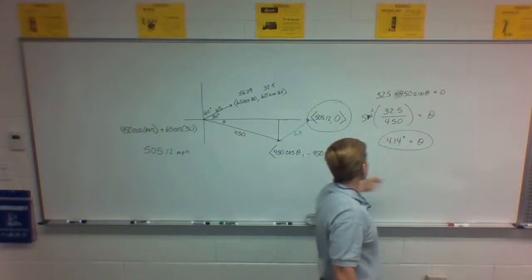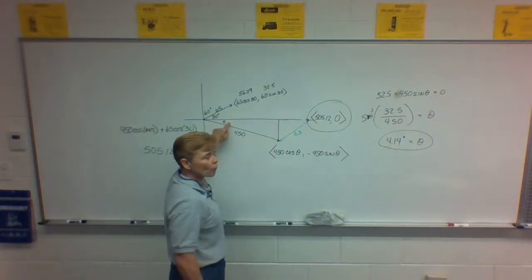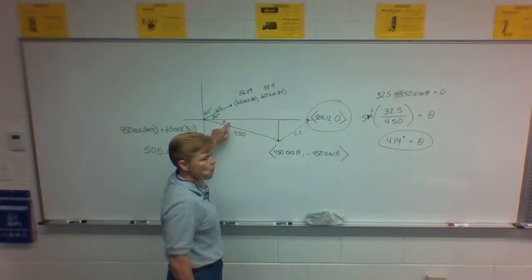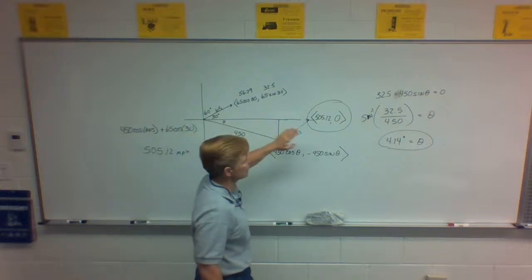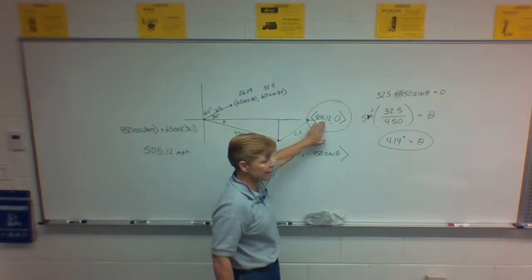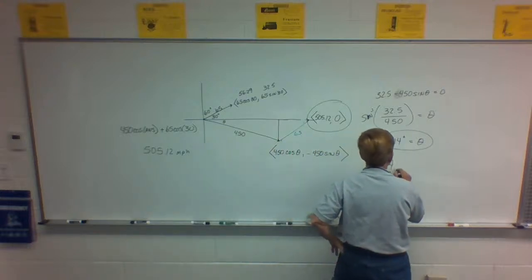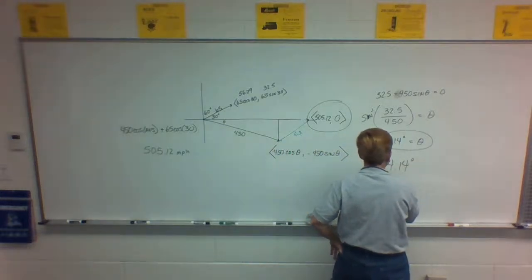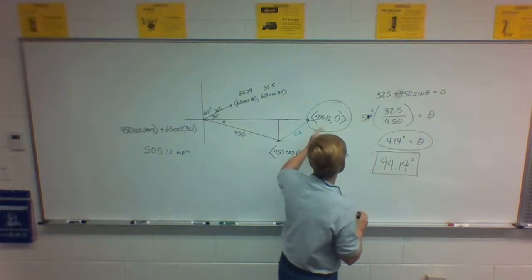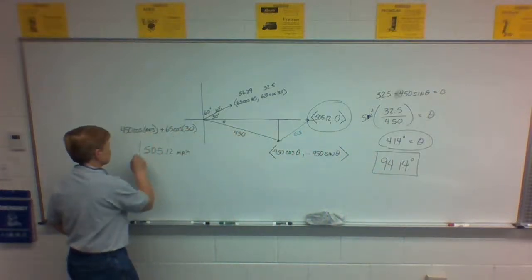Okay, the theta in our picture is 4.14 degrees, but that is not the bearing. That's what they want, is the bearing and her ground speed. Ground speed is 505.12 miles an hour. Y'all understand that? But the bearing is not this. You're right. It's 94.14 degrees. That's the bearing. And this is the ground speed.